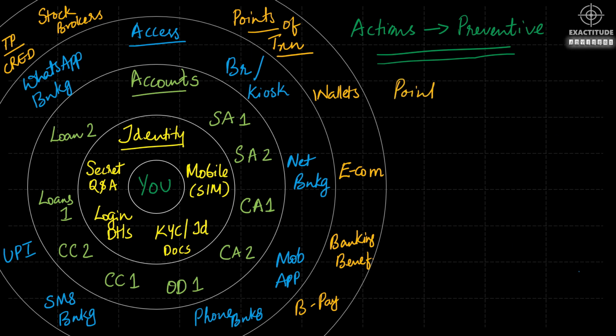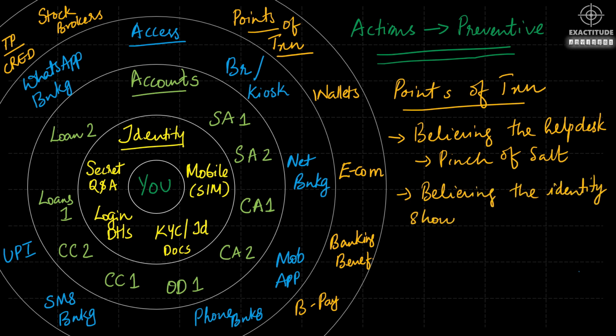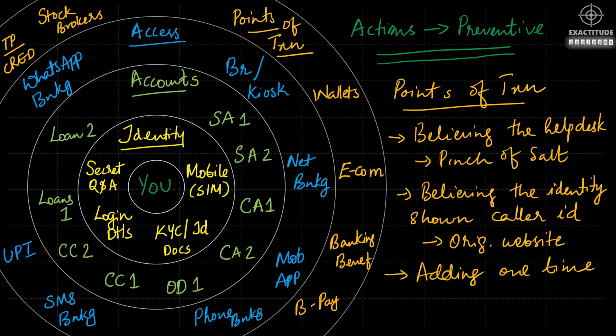Coming to the last level in the financial matrix, the points of transaction. The first mistake people do here is believing the help desk person 100%. Make sure that you always take their instructions with a pinch of salt, especially with respect to sensitive information. Believing the identity shown by caller ID apps is another mistake that people do. Always make sure that if you need any number or email address of the help desk, go to the original website and get those.